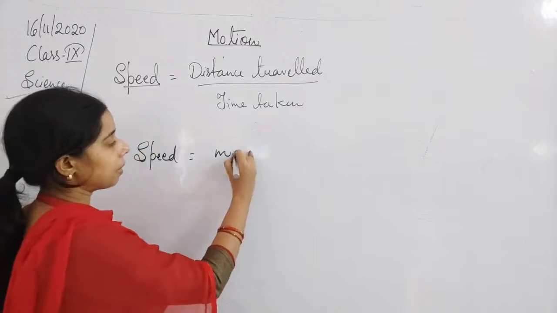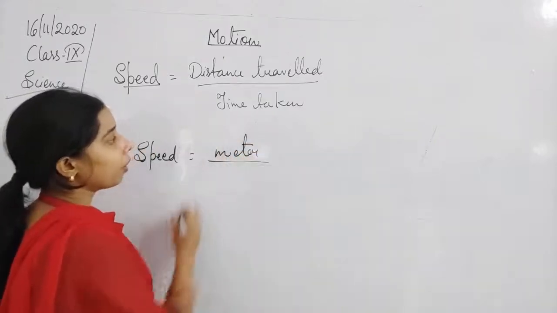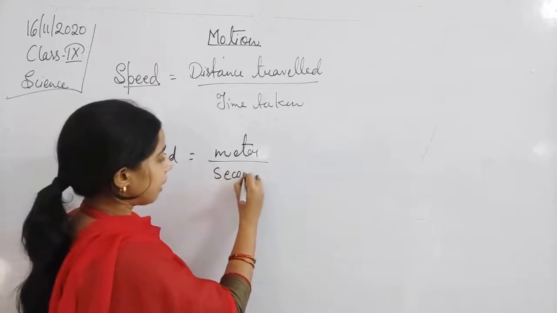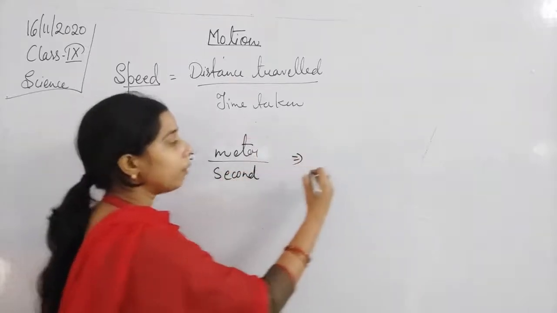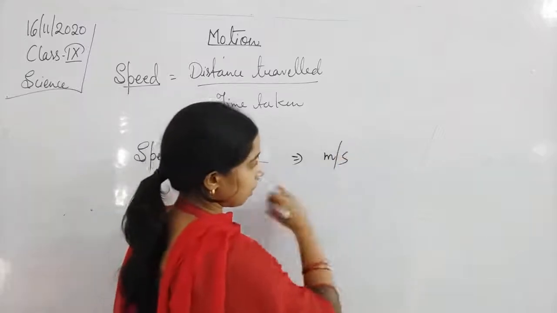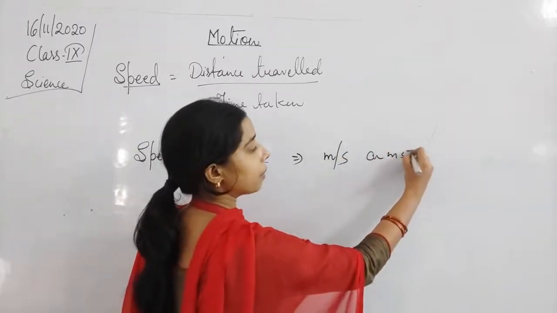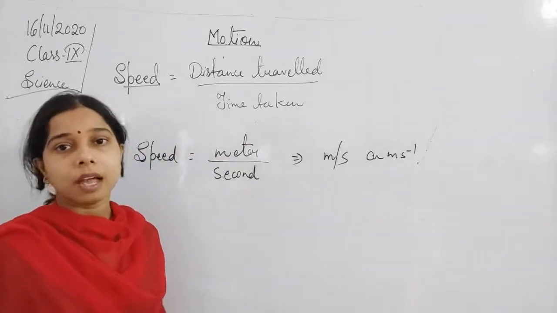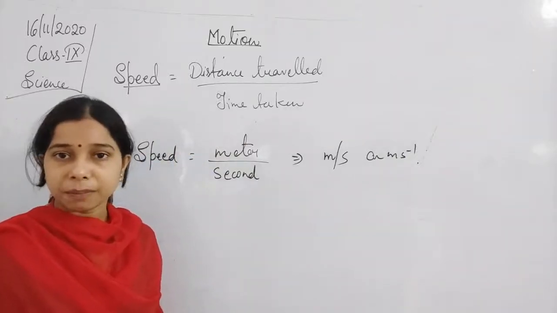We used to represent it by meter. And what is the SI unit of time? We represent it by second. So the SI unit of speed will be meter per second. This is the SI unit of the speed.